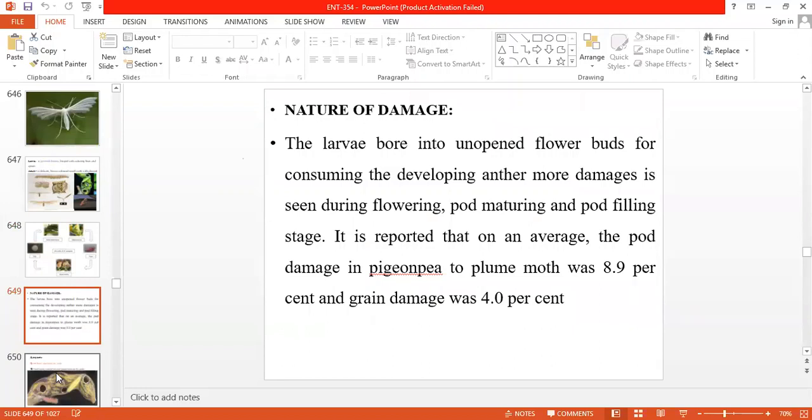Nature of damage: mainly the larval stage is the damaging stage, boring into the unopened flower buds for consuming the developing anther. More damage is seen during the flowering, pod maturing, and pod filling stage. It is reported that on an average, the pod damage in pigeon pea due to the plume moth was 8.9% and grain damage is near about 4%.